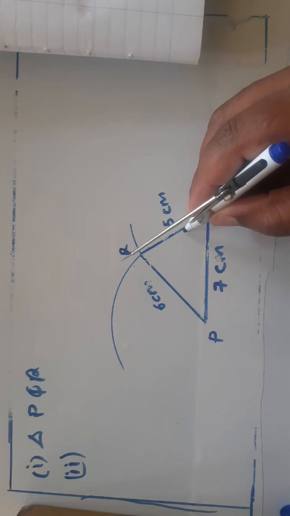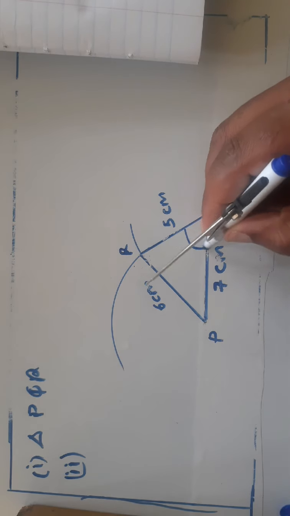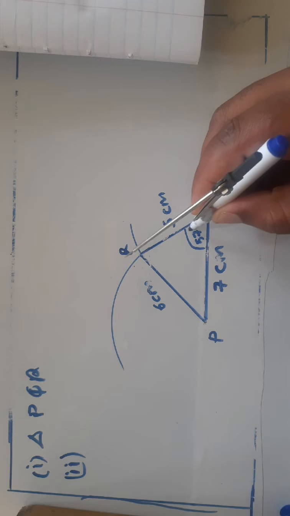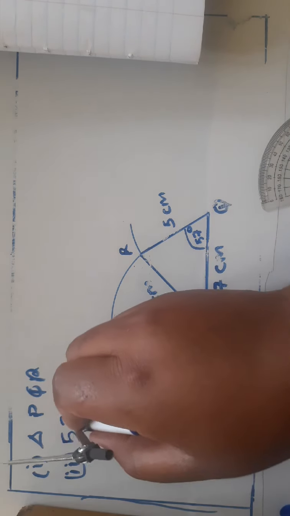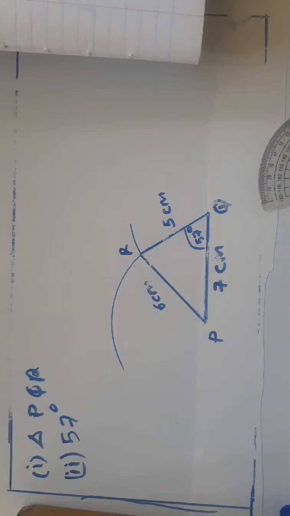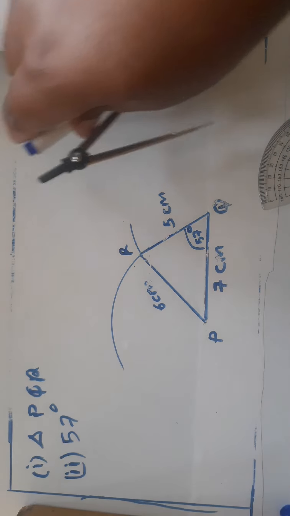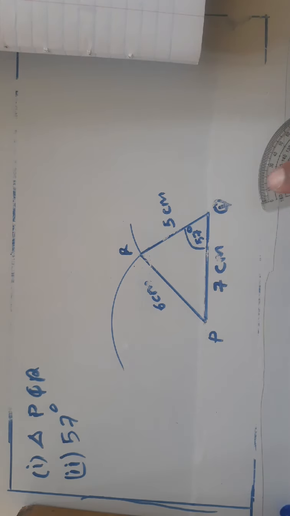So this is 57 degrees. I can even write here 57 degrees. All right. Good. That's how you do that. I hope that is clear for number 1. Okay, let's go to the second question.